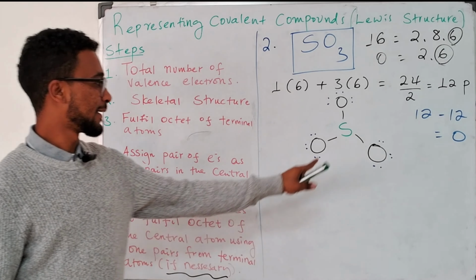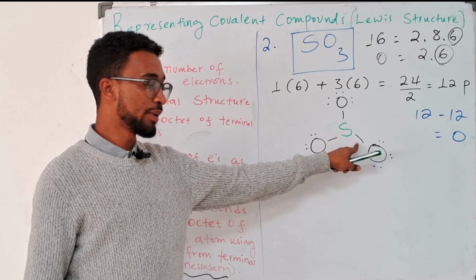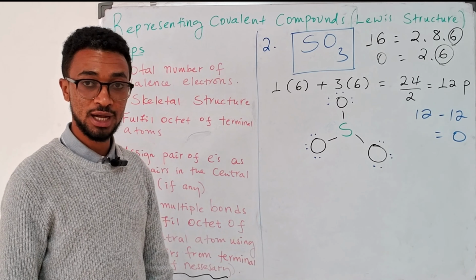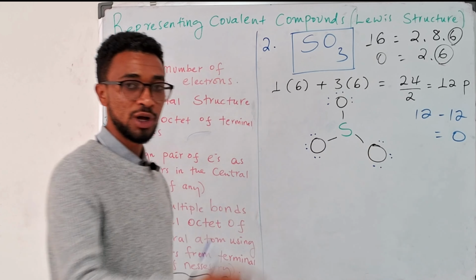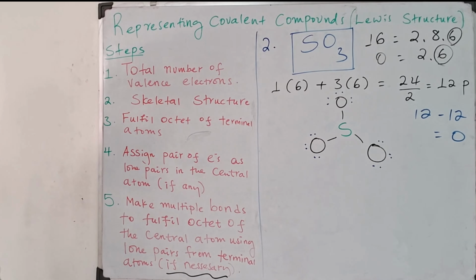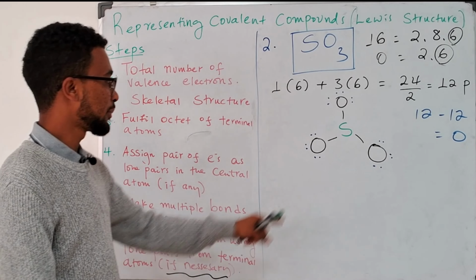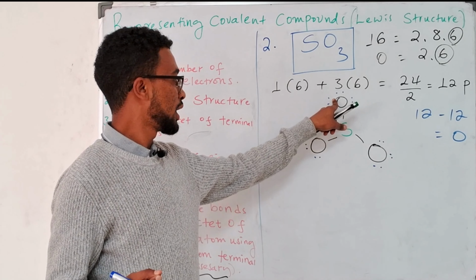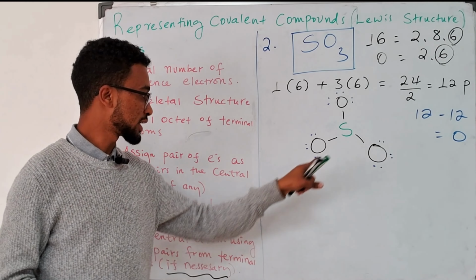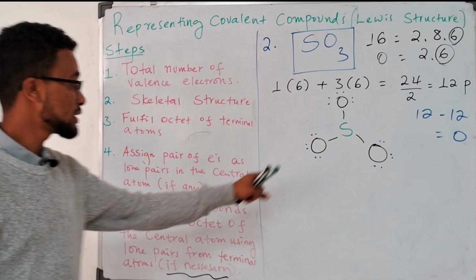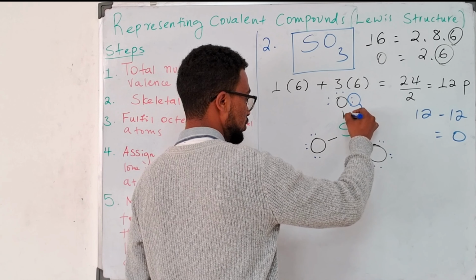But let's check the octet of the central atom. Does sulfur obey the octet now? How many electrons does it have around it? Sulfur has 1, 2, 3, 4, 5, 6, but it should have 8, right? So what can we do here? We can make multiple bonds using the lone pairs from one of the surrounding atoms to satisfy the octet of the central atom. So you can take one of these oxygens, and what I can do is transfer these 2 electrons.